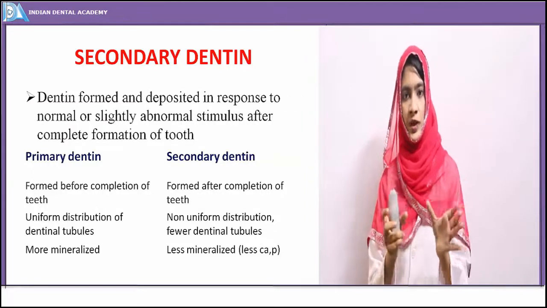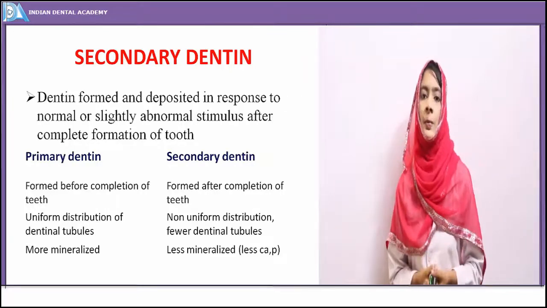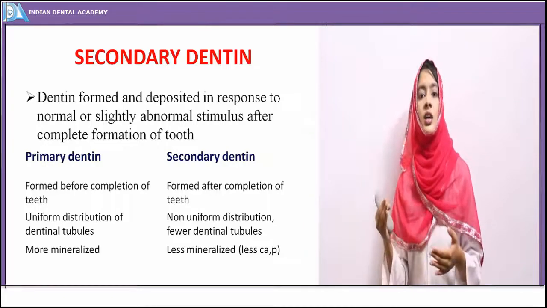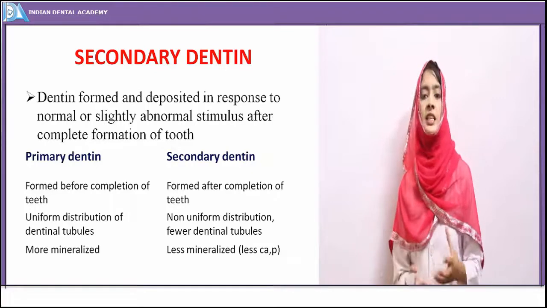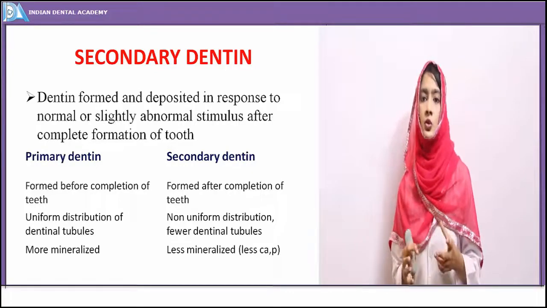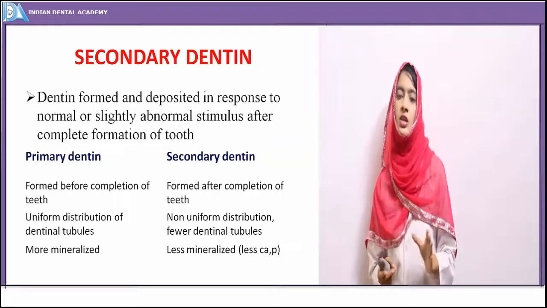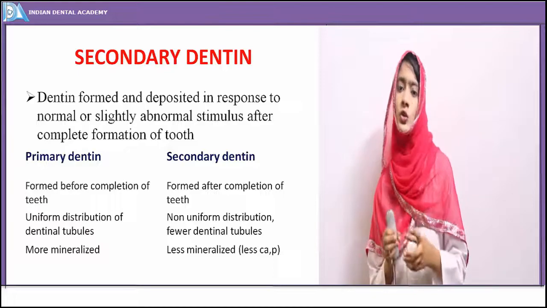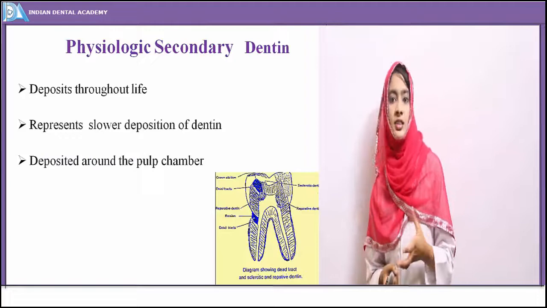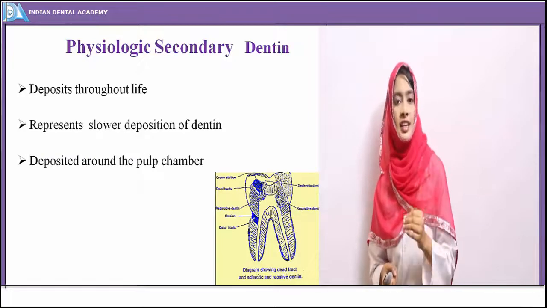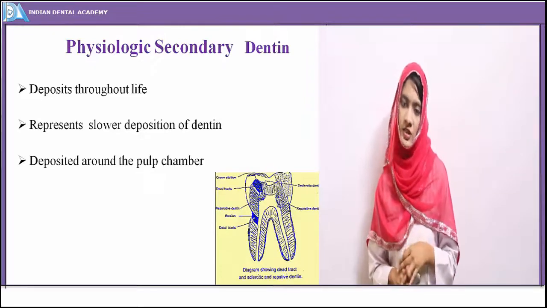So what is the difference between primary dentin and secondary dentin? Primary dentin is formed before the completion of the tooth, during tooth formation. Whereas secondary dentin is formed after the tooth formation is complete. Secondary dentin shows irregular dentinal tubules which are tortuous or very few in number, and it is much less mineralized, with less calcium and phosphorus deposition.